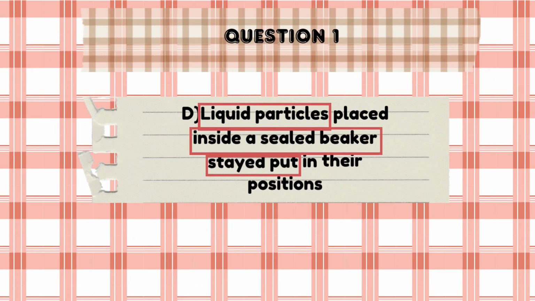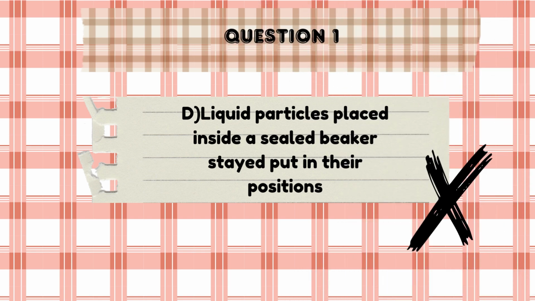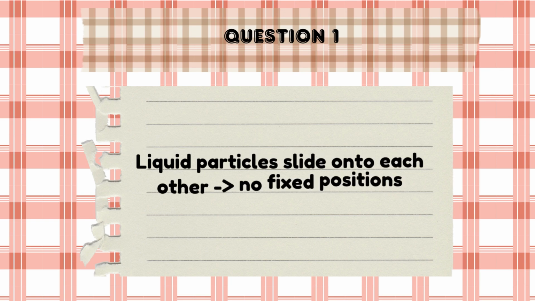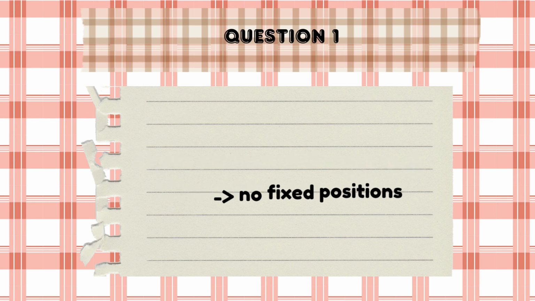The last option D will contain these keywords: liquid particles inside a sealed beaker and stayed put. Stayed put means they do not move out of their current positions. This is a wrong statement. Liquid moves by sliding over each other. That is why they can flow freely, so the particles do not stay in one position all the time.